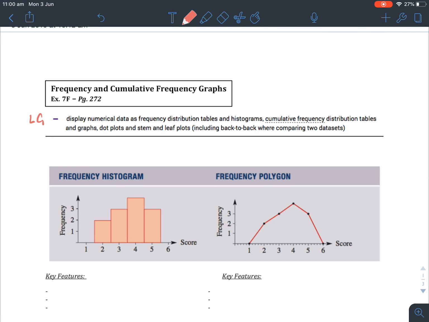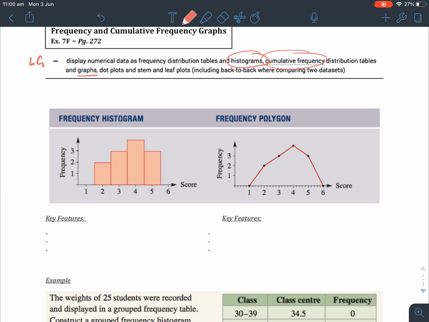Our learning goal for this video is to display numerical data as frequency distribution tables and histograms, cumulative frequency distribution tables and graphs, dot plots, and stem and leaf plots. Well, this is the one we're particularly focusing in on. We're going to be drawing histograms and cumulative frequency graphs today. You can see two of these below.